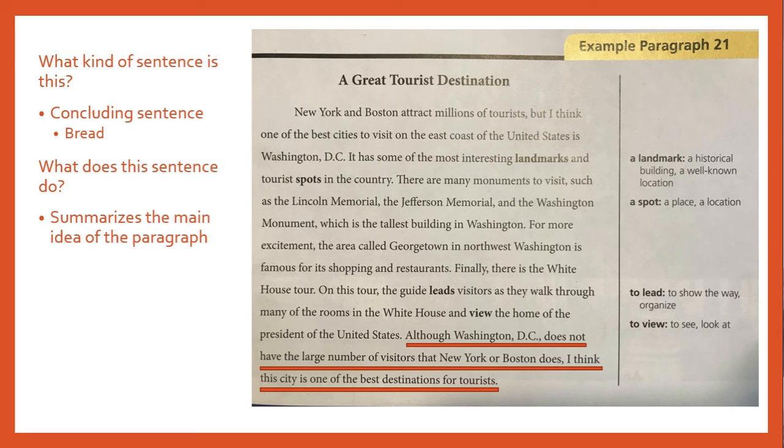So what this does, right, it summarizes the main idea of the paragraph, and it brings the paragraph to a logical sort of ending. If we tried to end the paragraph without the conclusion, we would just end with an explanation of what the White House tour is, but that doesn't in any way signal to the reader that we have more information to tell them about why D.C. is one of the best places for people to visit. So that's another purpose of a concluding sentence, is to let the reader know, basically, that the paragraph is about to be over.